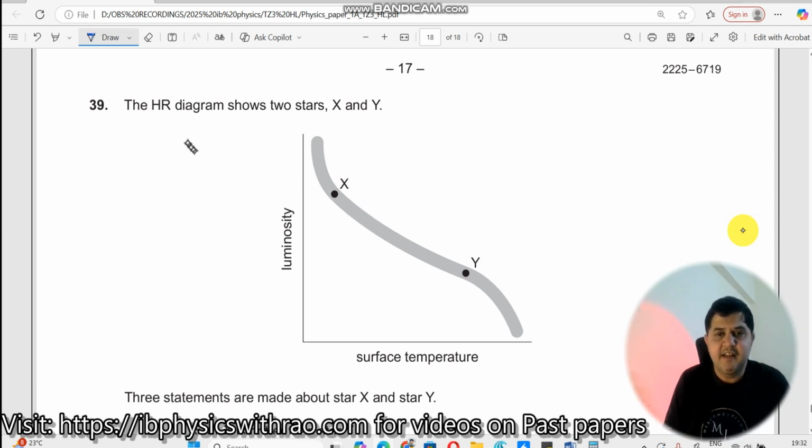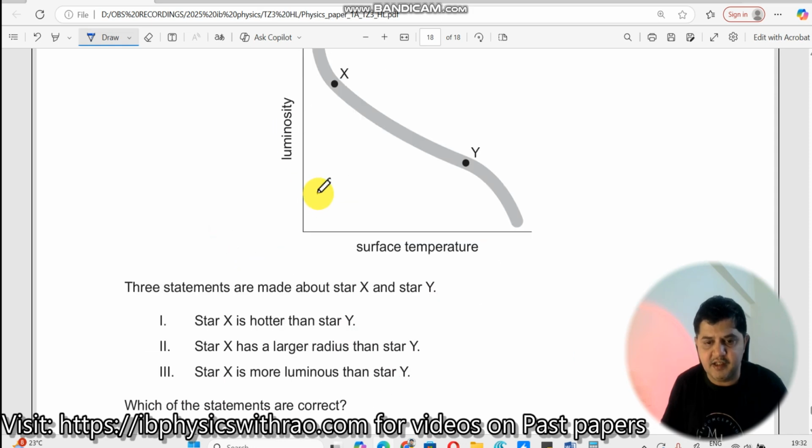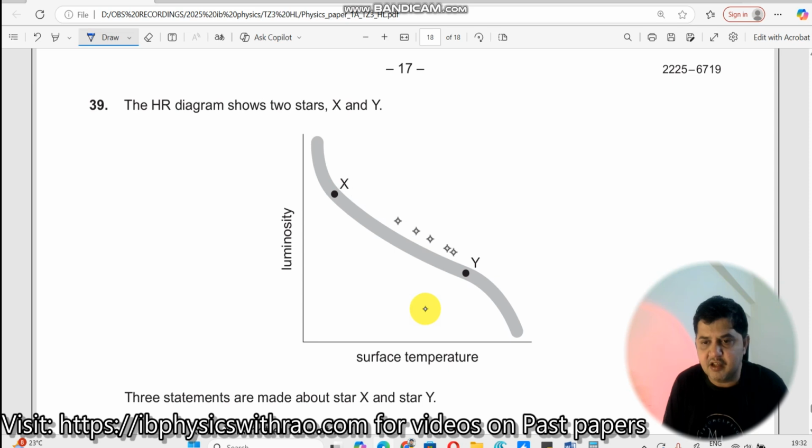Question number 39. The HR diagram shows two stars X and Y. Three statements are made about stars X and Y. Now you see this is surface temperature, this is luminosity. Star X is hotter than star Y.